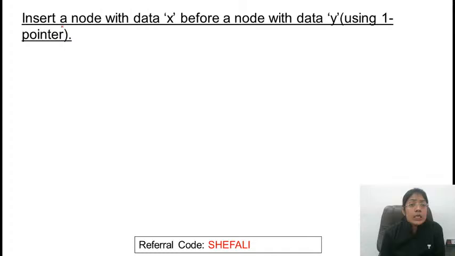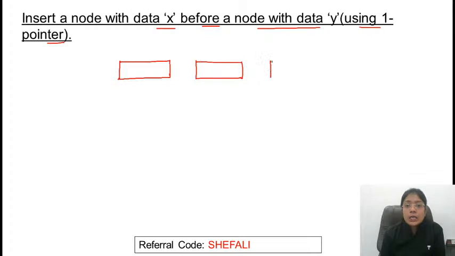Next is with one pointer. Same thing, we need to insert a node with data x before a node with data y using one pointer. Using one pointer means we won't be maintaining a copy of the pointer variable. Let's take this as null. So first of all, we'll be understanding the code. There is some linked list.